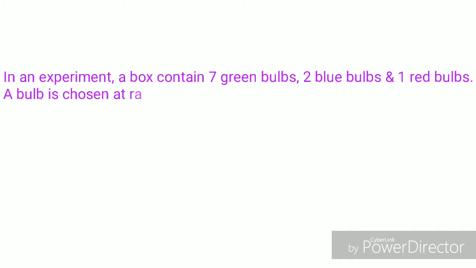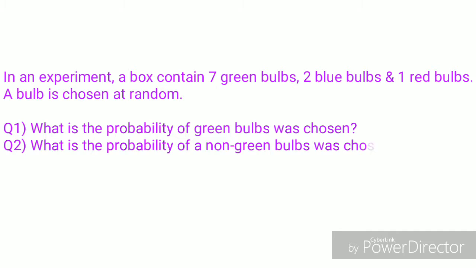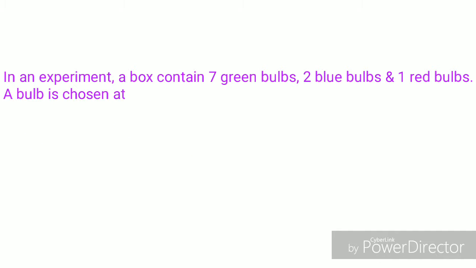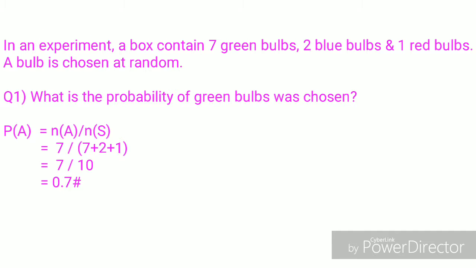To test our understanding, let's try an example. In an experiment, a box contains 7 green bulbs, 2 blue bulbs, and 1 red bulb. A bulb is chosen at random. Suppose event A is that a green bulb is chosen, n(A) is equal to 7, and n(S) is equal to the summation of all bulbs. So the probability P(A) is equal to n(A) divided by n(S), which is equal to 0.7.